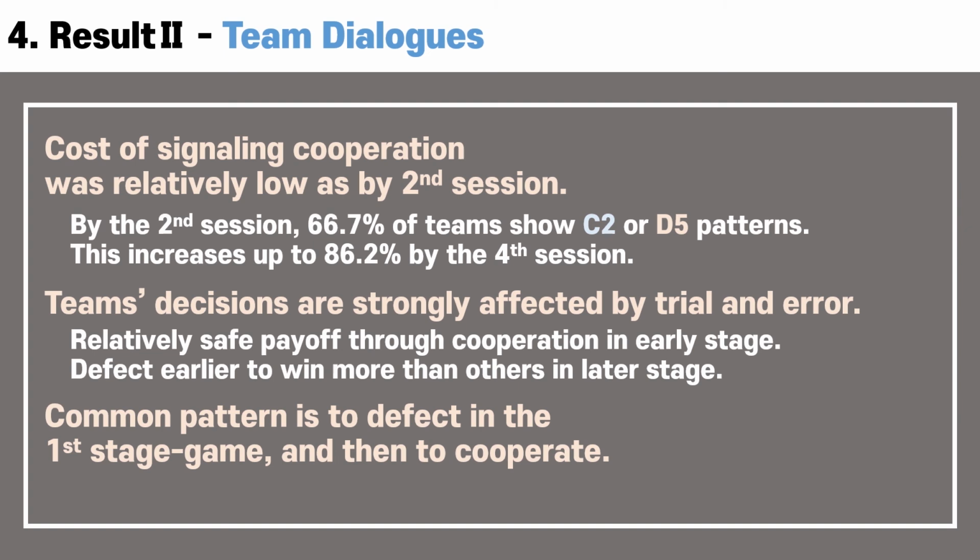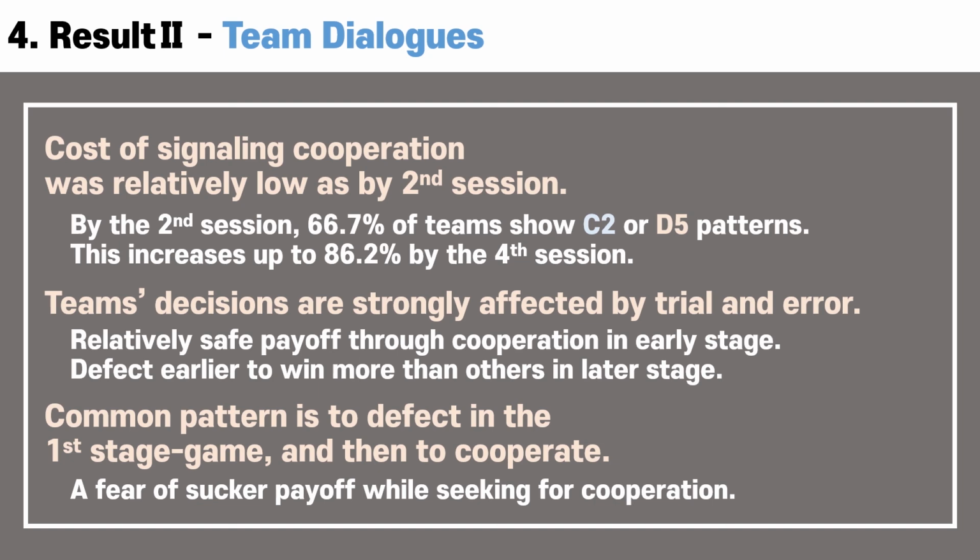Lastly, the common pattern is to defect in the first stage game and then to cooperate. This can be linked with the first point we have covered, which deals with the cost of signaling cooperation. Since teams have more rational thoughts due to team discussions, there is more fear of the sucker payoff when they choose to cooperate. Thus, teams will choose defection, which is the safest choice, in the first stage game and see if their opponent will cooperate or defect.